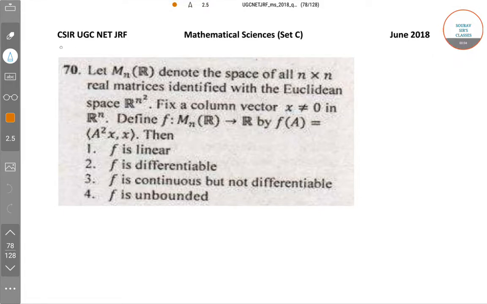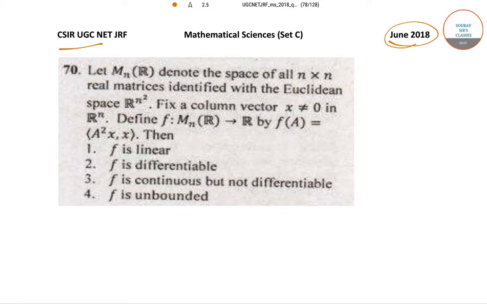Today we'll be solving the CSIR UGC NET questions from the June 2018 paper. We'll be solving the set C of the Mathematical Sciences paper. So let's start off with question number 70.